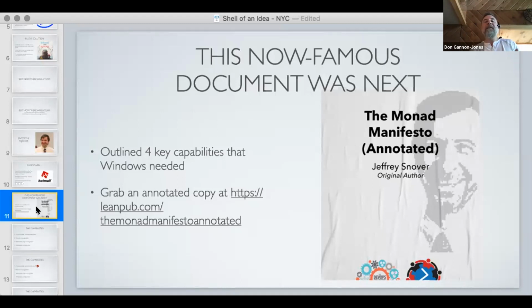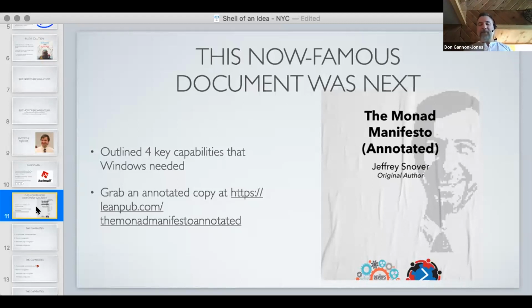DevOps Collective has an annotated version of this. It's free. You can get it through LeanPub. And I highly recommend you read it. It's a great historical artifact. It's not long. It's only a dozen pages or so. And it really helps you understand how Jeffrey was thinking about this.